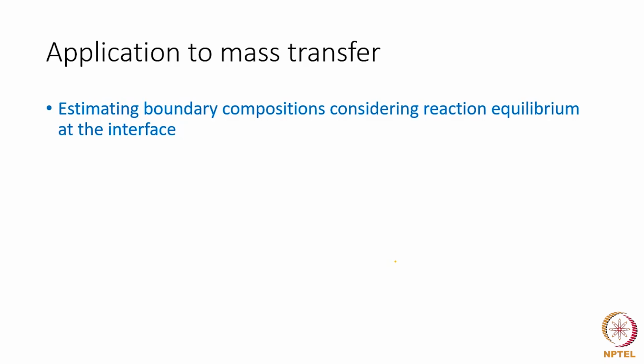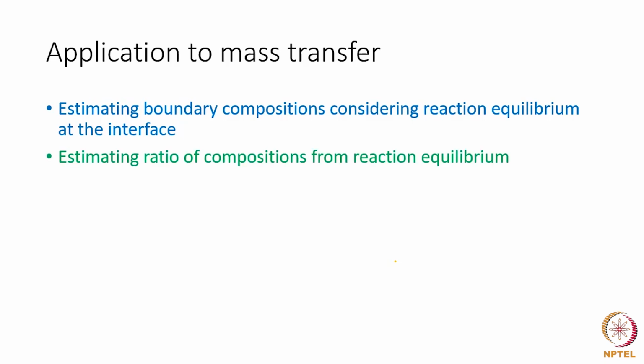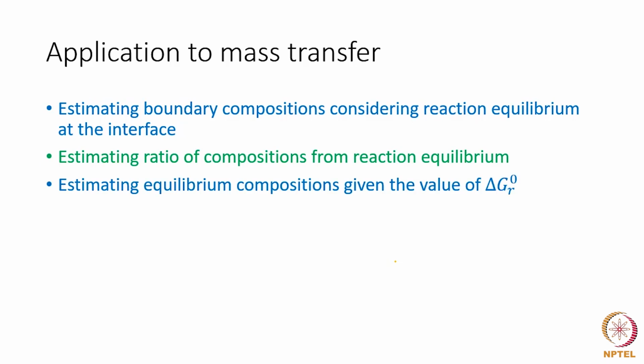So very often at the boundary we have a reaction taking place and the compositions are known on either side, and we want a relationship that is connecting these two, and directly from the reaction constant available we can estimate the ratio of those compositions, and that's how the boundary conditions can be determined. So in mass transfer, the interface equilibrium, which is basically a reaction equilibrium, can be very useful. And we also can estimate the ratio of compositions from this condition.